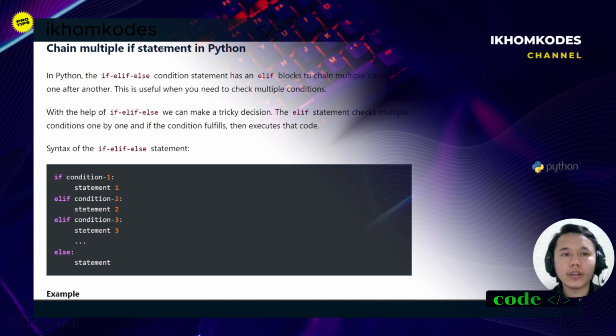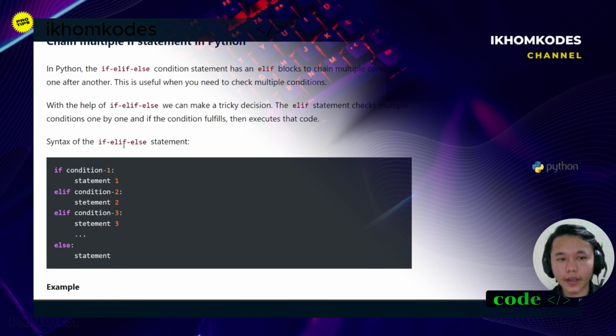Next we have chain multiple if statements in Python. In Python, the if else conditional statement has elif blocks to chain multiple conditions one after another. This is useful when you need to check multiple conditions. With the help of if else, we can make a tricky decision. The elif statement checks multiple conditions one by one, and if a condition is fulfilled, then it executes that code.